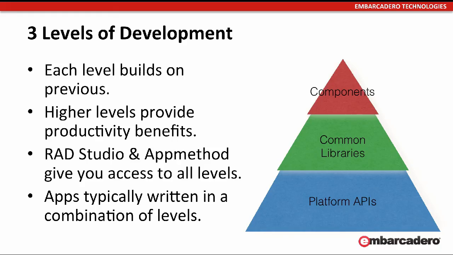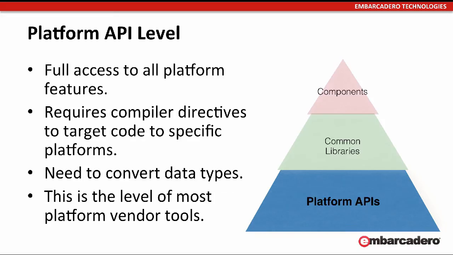The bottom level, which is the level that we're talking about today, is the platform APIs. Now, platform APIs give you full access to all the features of the platform. It does require that you use compiler directives if you want to target multiple platforms, because the code is going to be specific to a certain platform. So the code we're going to show you today will be specific for Android. You're probably going to need to convert some of your data types, but it's pretty easy and pretty straightforward, as I'll show you.